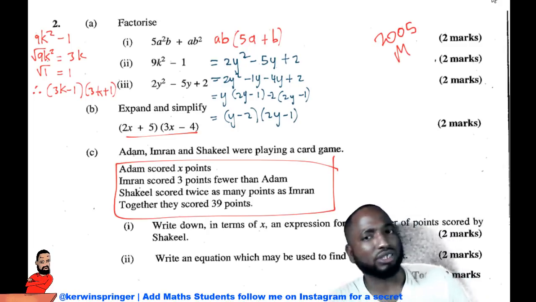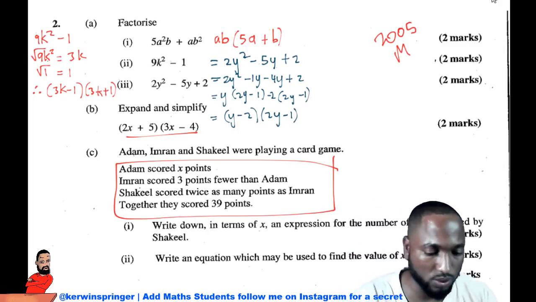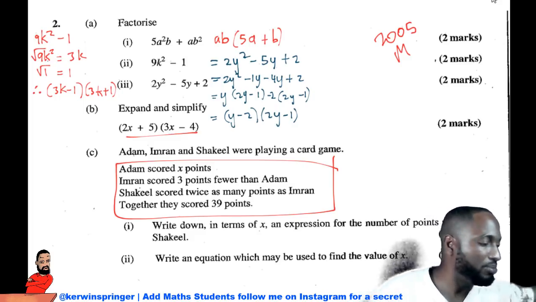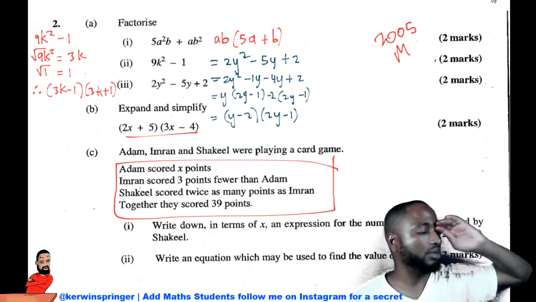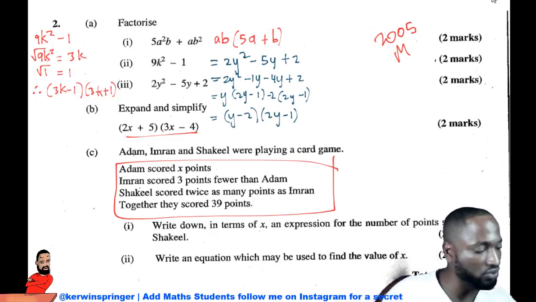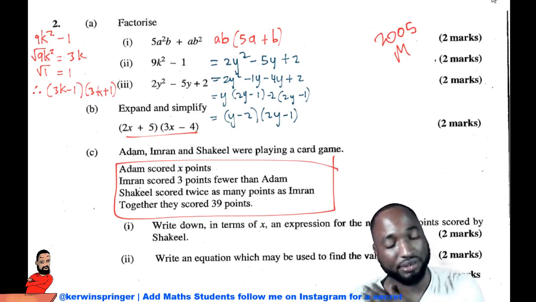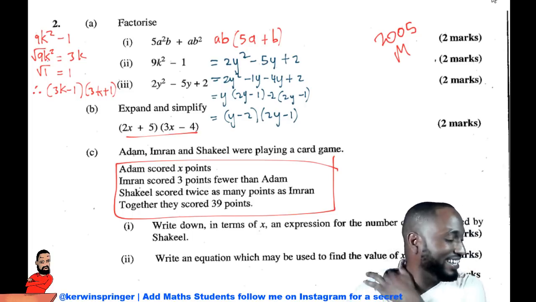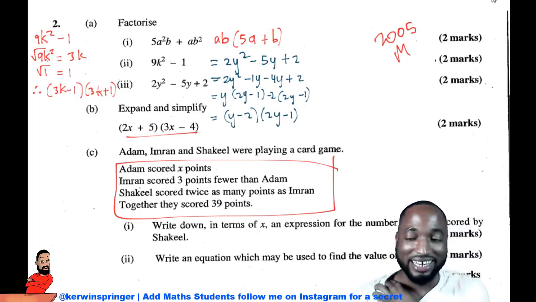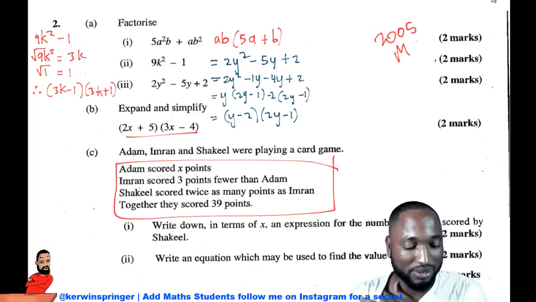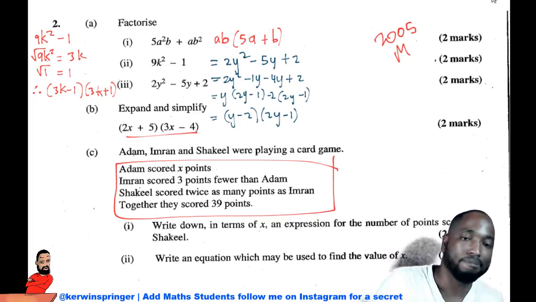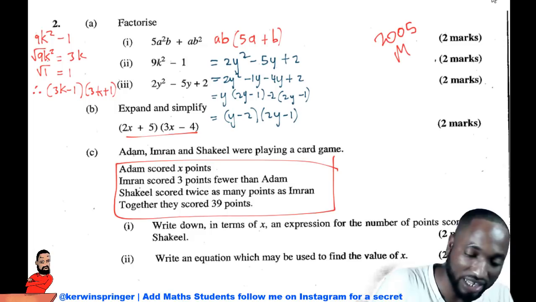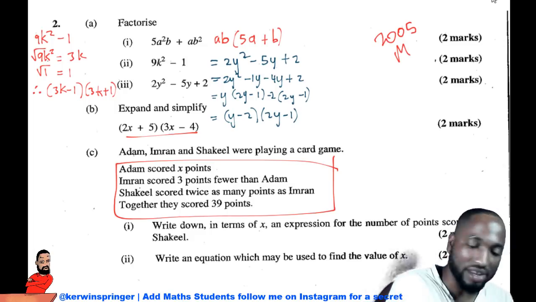This will be, I think, the 6th question that we did. Last part. Adam, Imran, and Shaquille were playing a card game. Adam scored x points. Imran scored 3 points fewer than Adam. What's going on there? This feels like the same thing from last time. It's like they repeat that question anyway. 4x minus 9 is equal to 39. I didn't do B. Oh, sorry, I left out B, my bad.